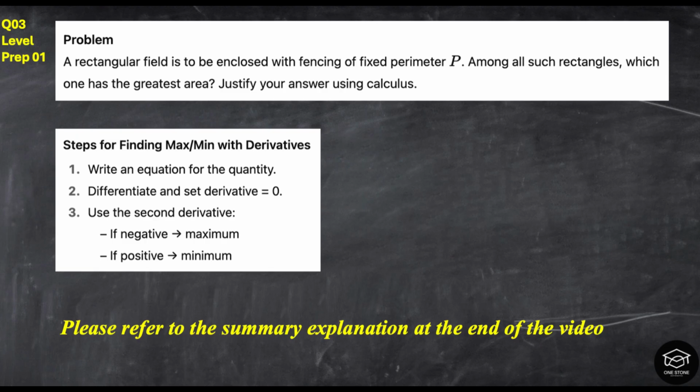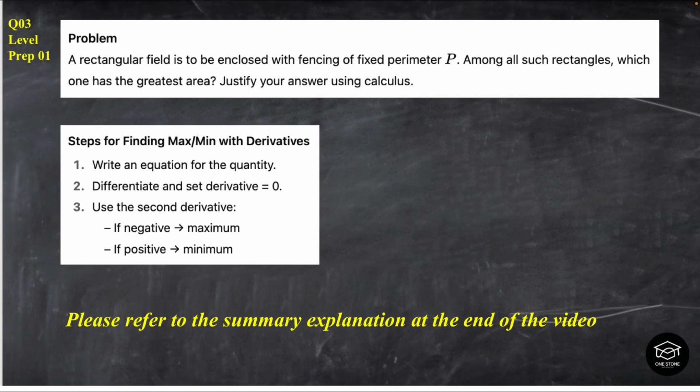Start with a very basic problem to quickly review how calculus can be used to identify maximum and minimum values. Then we'll move into our rectangle example. Imagine we want to build a rectangular fence with a fixed amount of fencing material, meaning the perimeter is fixed at some value p. The question is, among all possible rectangles with that perimeter, which one gives the largest area?